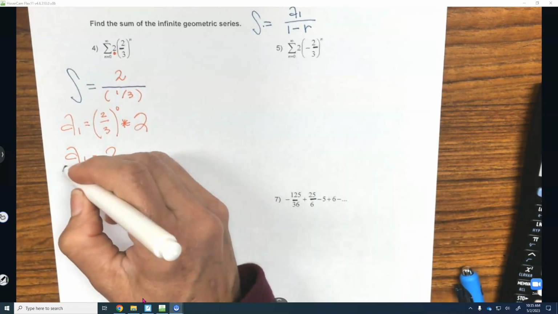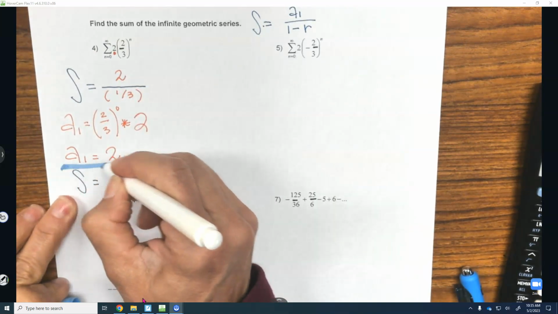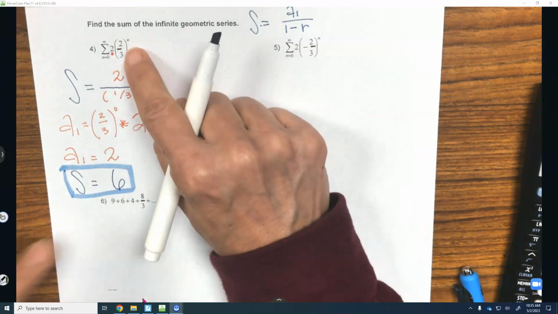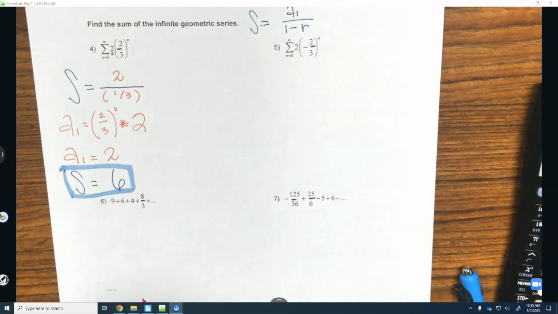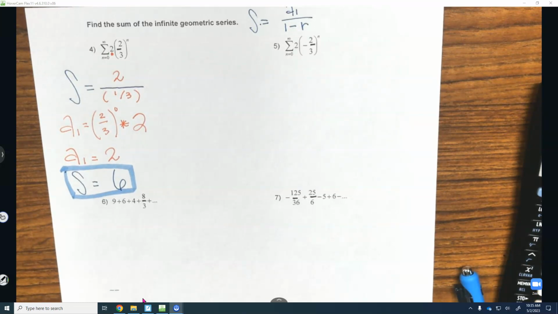How is the sum of infinite numbers 6? Because what's happening right here, the higher you raise that to an exponent, it's a fraction, the smaller the number is going to get. So it would be about 6. If you could add up all the infinite numbers, it would add up to 6. It would be like 5.99999.